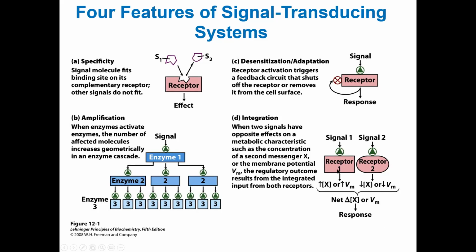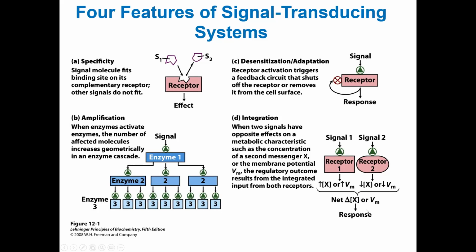Okay, so let's say when the signal 1 bound to receptor 1, 10 molecules of X were produced, right? And when signal 2 bound to receptor 2, 5 molecules of X went down. Okay, so whatever the concentration was, the net will be 10 minus 5. That's what the net delta X will be. And that's the integrated response.